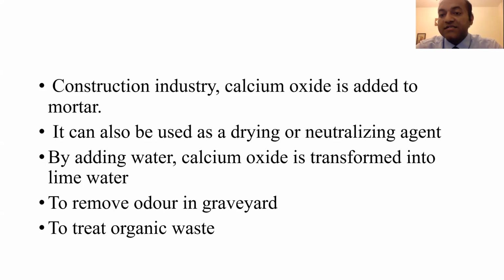Now, as a neutralizing agent, as you know, large farmlands are exposed to acid rain, making them unsuitable for the growth of any vegetation or plants. Therefore, farmers do use calcium oxide to spray on the surface of this farmland. So it can neutralize the acid rain.